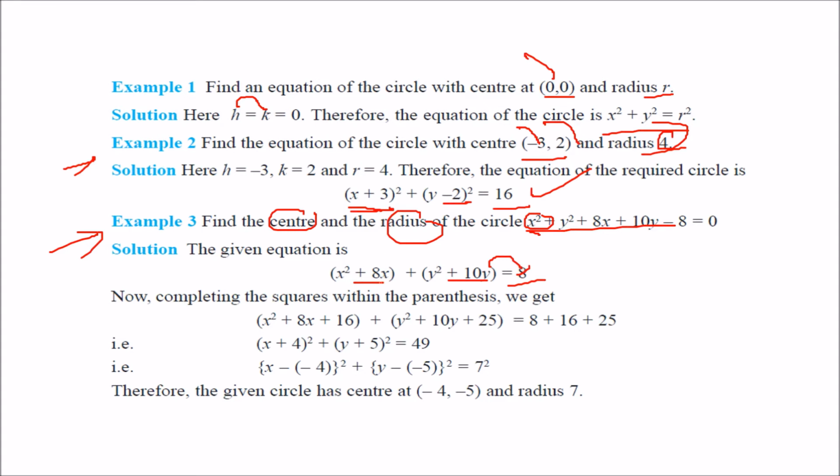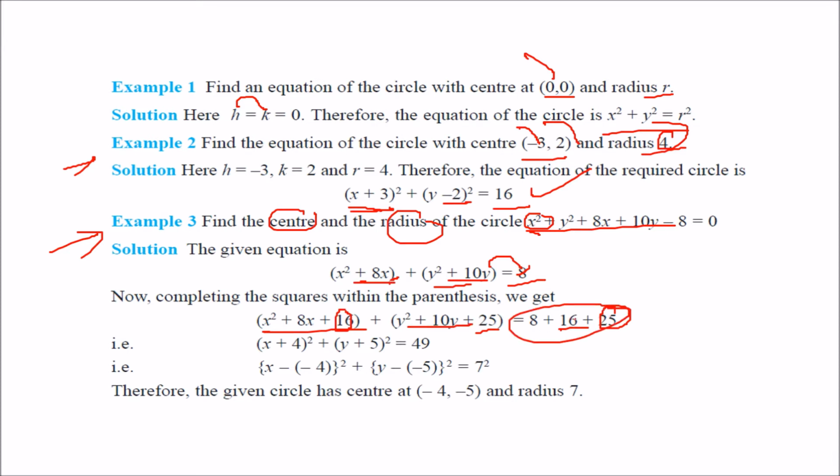Now x square plus 8x, you have to make it a perfect square. For that you have to add 16 here, and if you are adding 16, you have to add it on the other side also, so that they nullify. Again, y square plus 10y, you have to make it a perfect square. For that you have to add 25, and to equate, you have to add 25 on the other side also.